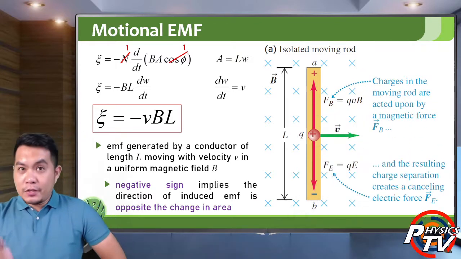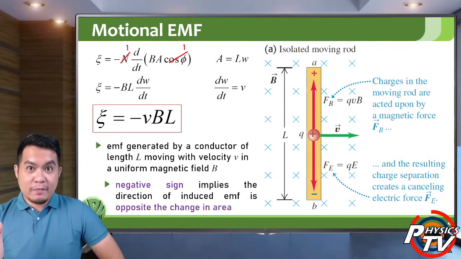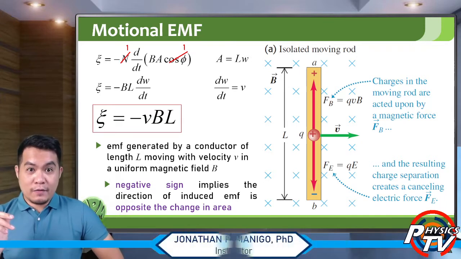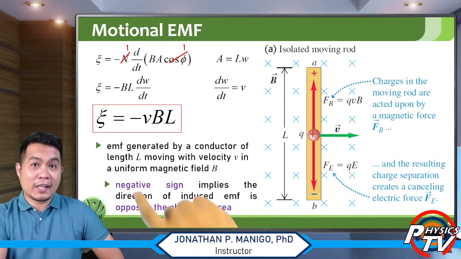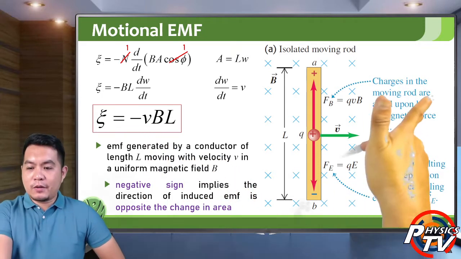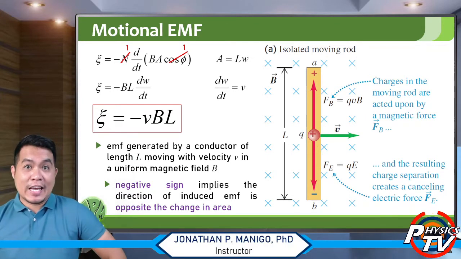So in order to find the positive terminal of the EMF for a rod, the positive terminal is found by crossing V and B, the velocity and the magnetic field, V cross B. So V cross B to determine the positive terminal. And of course, the opposite of that is the negative terminal.